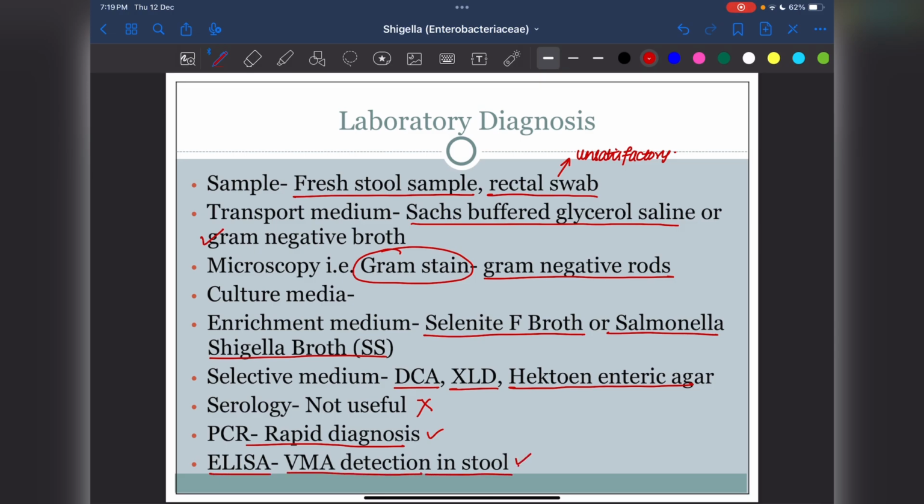VMA detection in stools. What was VMA? Do you remember? Virulence marker antigen. What is the other name of this? IPA proteins. So it's important to know about this, as it will also come when we study enteroinvasive E. coli.